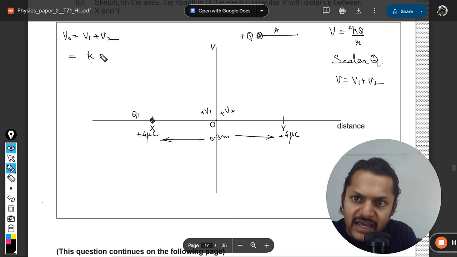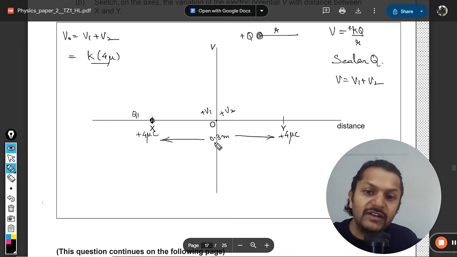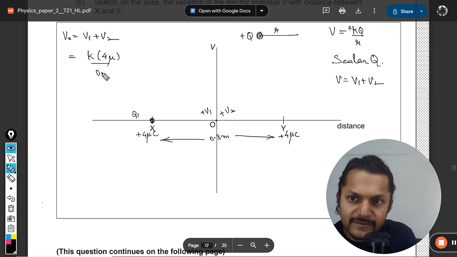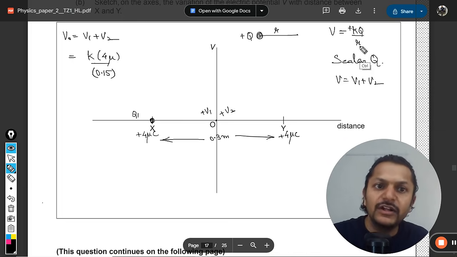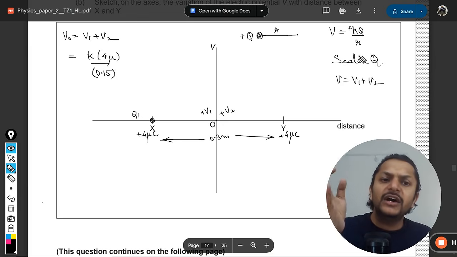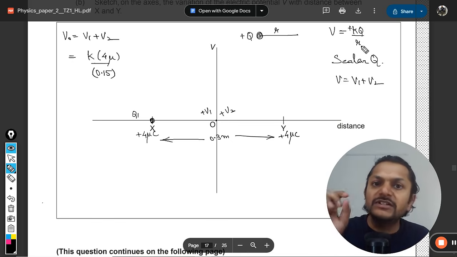V1 is k, the charge on this, which is 4 microcoulomb, divided by the distance between these two. Now that will be 0.3 divided by 2, which can be taken as 0.15. There will be no square there. Please be very careful. There is no square. Some students mistakenly use Coulomb's law here, and they are not able to see the difference between the formula for the force and the potential. So be very careful here. This is potential, so there is no square there. r is raised to power 1 only.